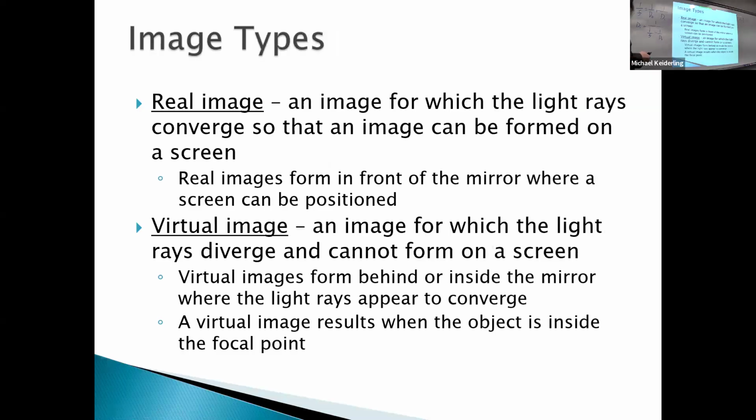So a real image is an image for which the light rays converge so that an image can be formed on a screen. Real images form in front of the mirror where a screen can be positioned. Like you're seeing here, there's actually a mirror in this projector forming this image. And virtual images are images where the light rays diverge and cannot form on a screen. Virtual images form behind or inside the mirror where the light rays appear to converge. This is what you see when you look at yourself in the mirror. And a virtual image results when the object is inside the focal point.